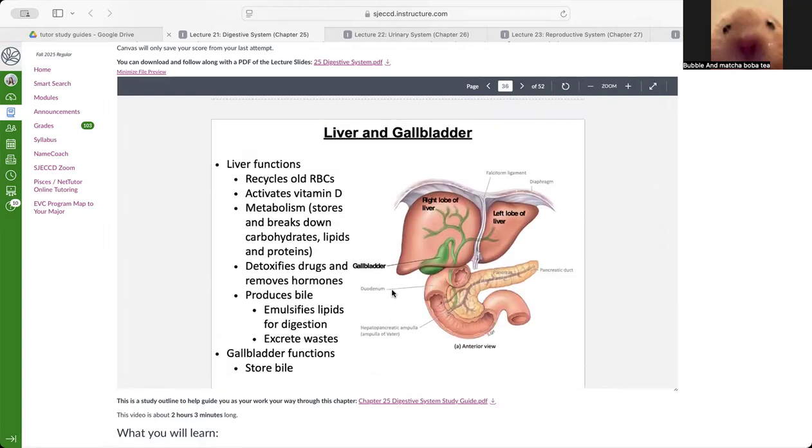And then let's go to the liver now. This one is the largest internal organ. What it does is it recycles old red blood cells, activates vitamin D, metabolism, and detoxifies drugs, like when you drink a lot of alcohol, it's gonna affect your liver, right? So it detoxifies drugs, produces bile, and emulsifies lipids for digestion.